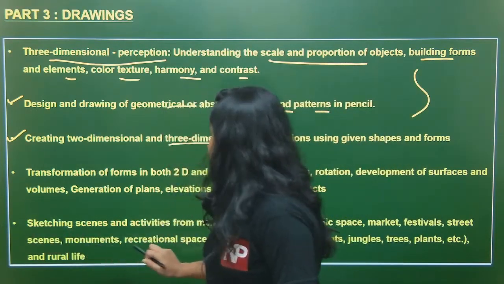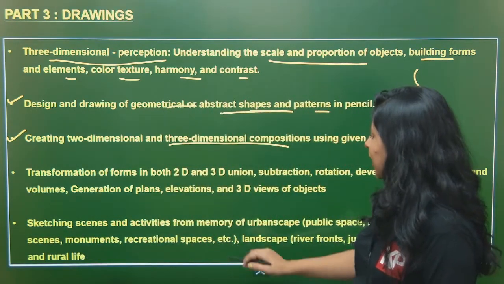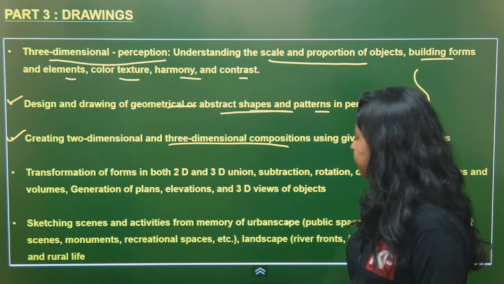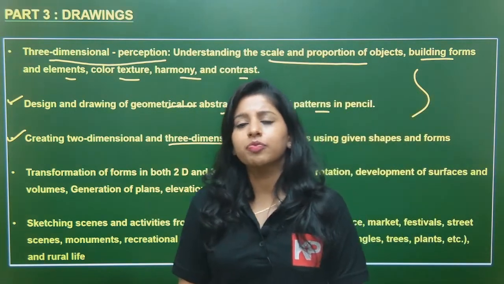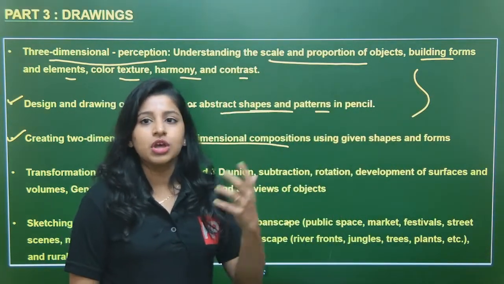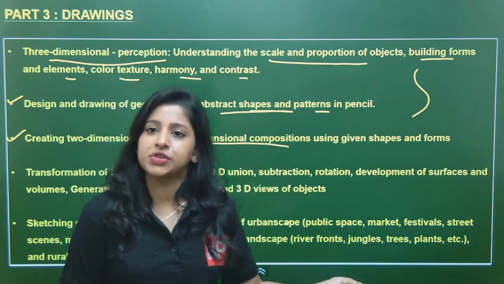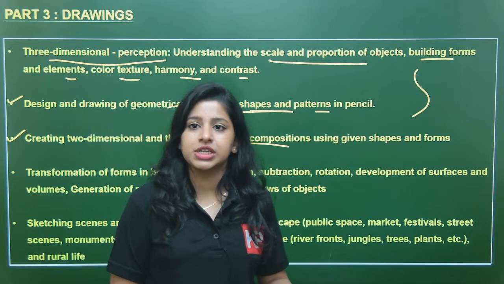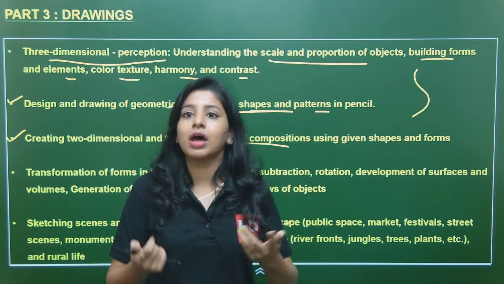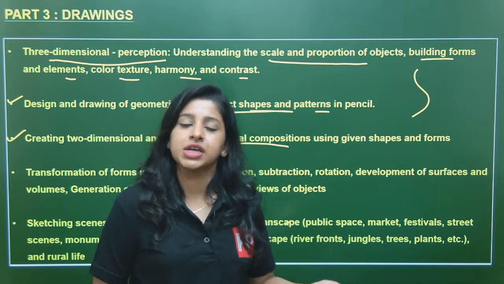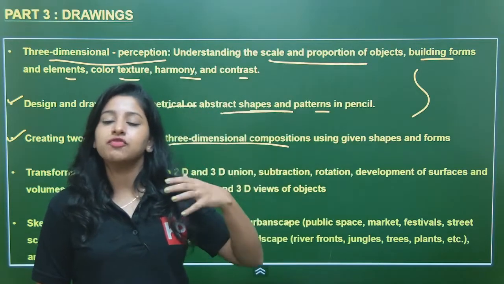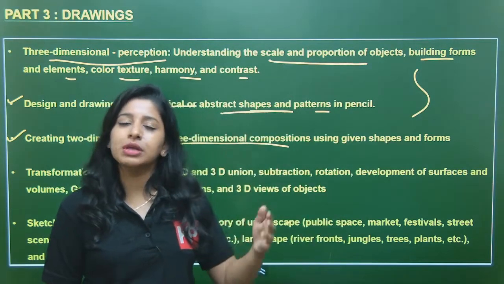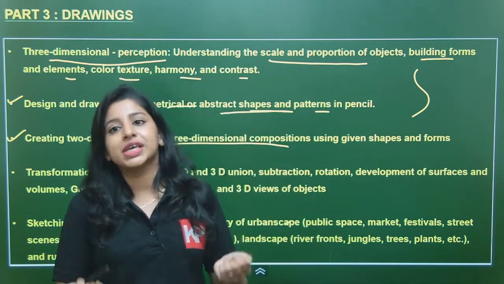And finally, we have something called sketching scenes and activities from the memory of urbanscape. You might be asked to imagine the scene of a kite festival and sketch it. Or imagine the scene of a rural village and sketch it. Or imagine the scene of a marketplace in the evening and sketch it. So you have to sketch something from your memory. Based on your memory, based on your imagination, you have to sketch out something.